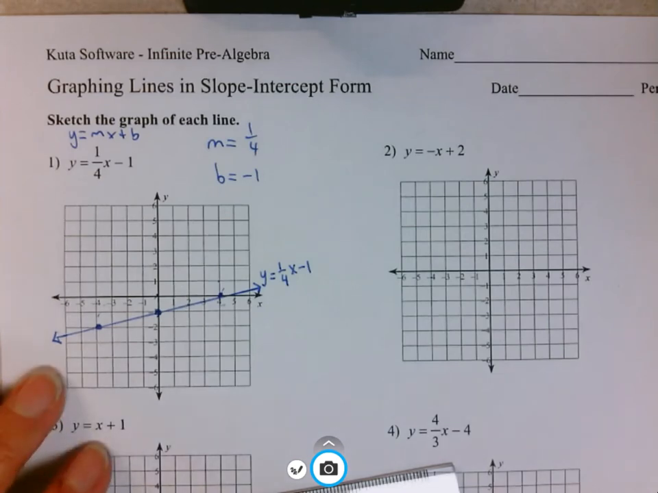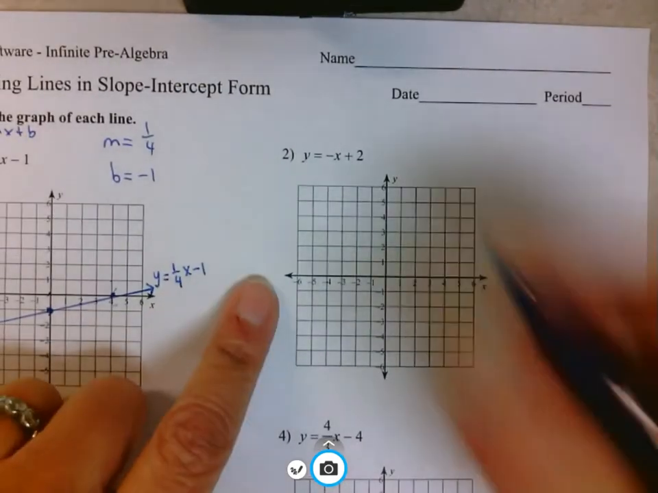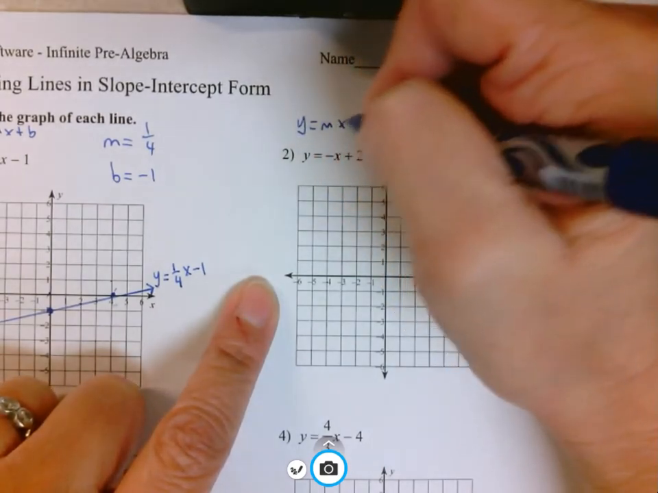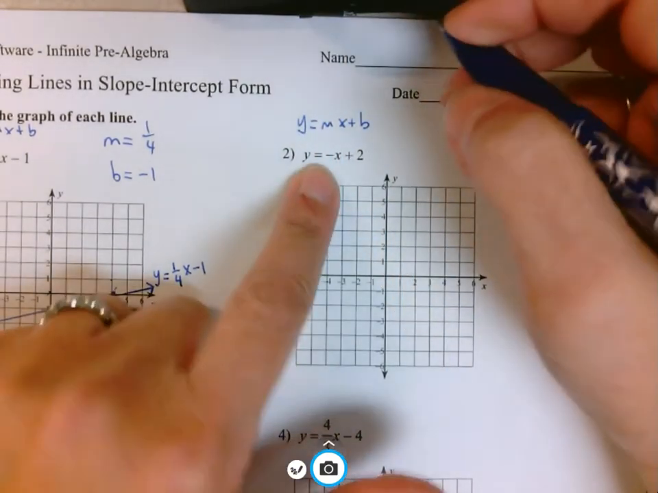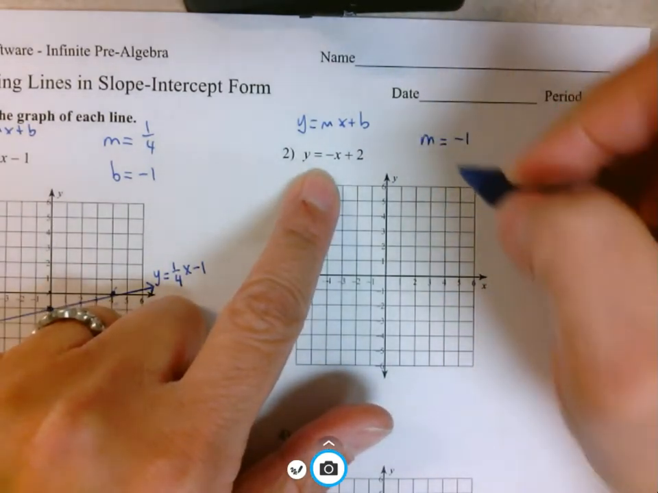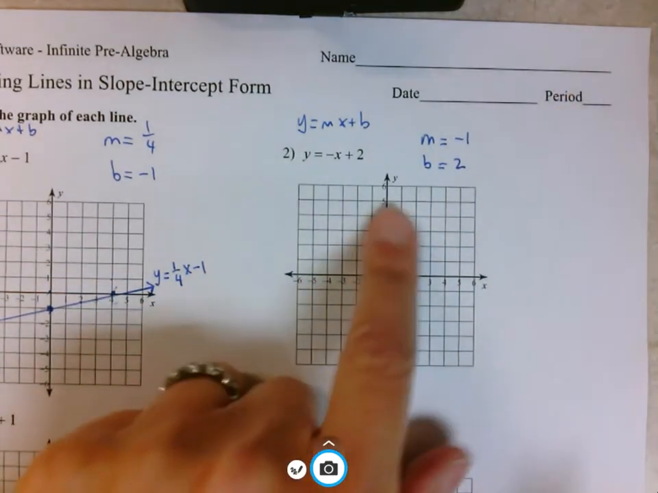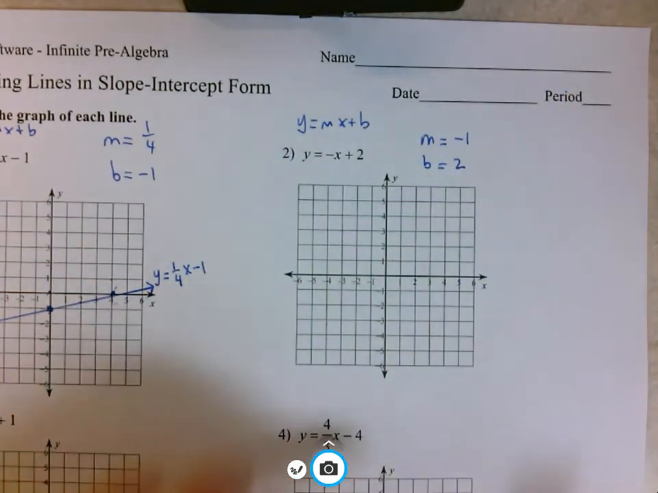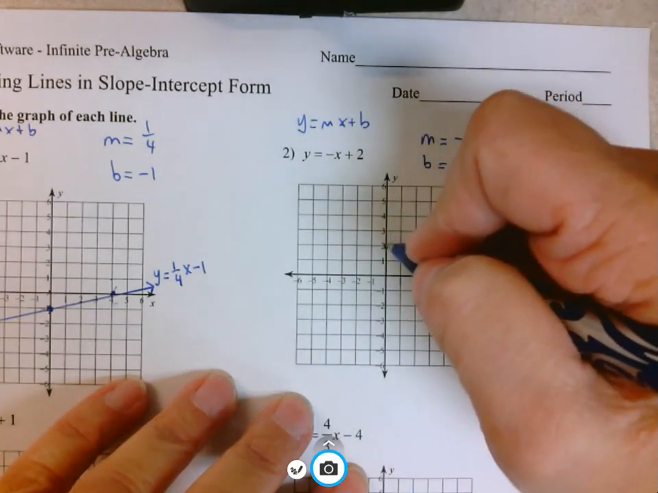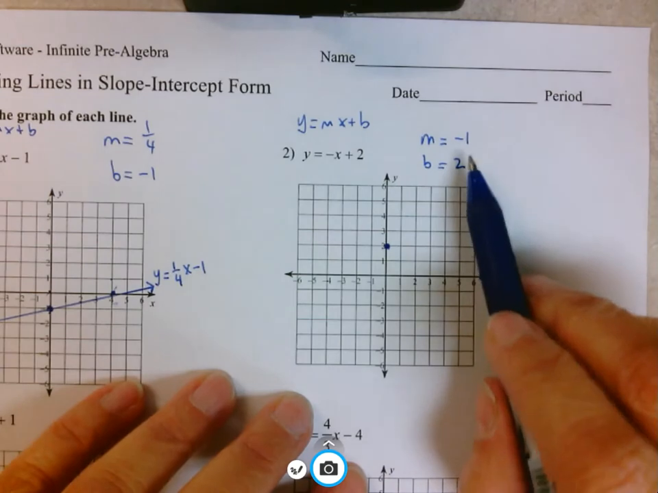Okay, I'm going to do one more and then leave you to try the rest. Okay, y equals mx plus b. Okay, so we can see that the m is -1, the b is +2. All right, we'll start with the b, which is the y-intercept over here. That's our first point on the line. Now, the slope is -1.